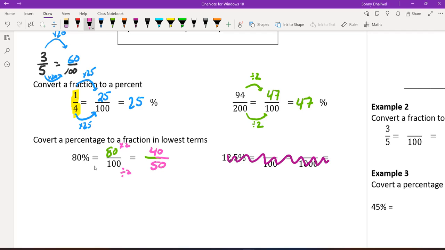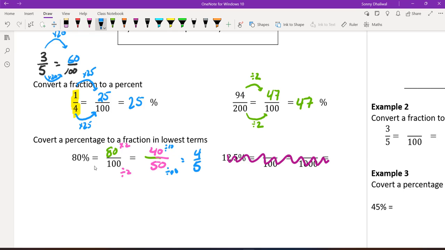Can we go further? Yes. You can divide by 10, so it'd be 4 over 5. Divide by 10, divide by 10, which is 4 over 5. And can we go any further? No. So that is the expression written in lowest terms. If it asks you to write a percentage as a fraction, you convert it over 100. If it wants the lowest terms, you just reduce that fraction. Just math terminology.